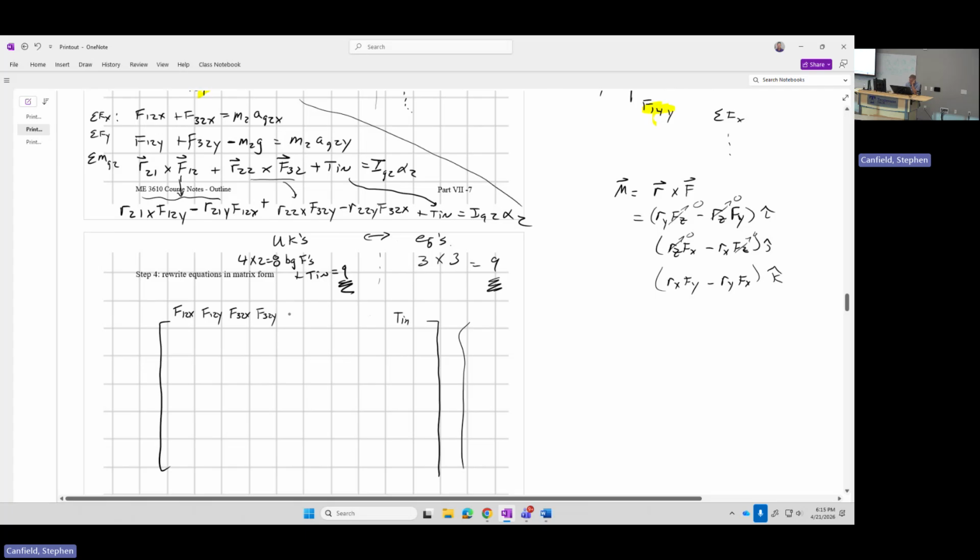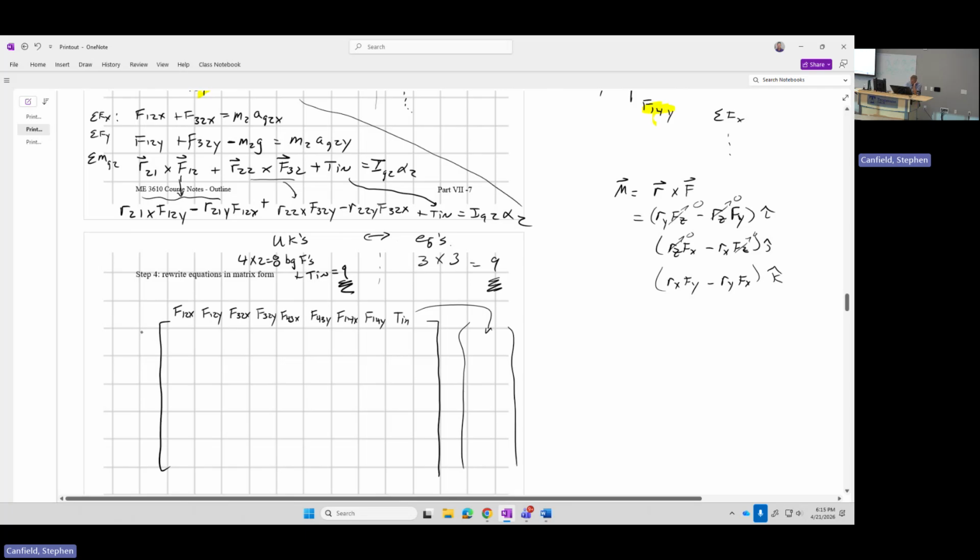Next, I got F, that was 3 on 2. Then I had 4 on 3x, F4 on 3y. And then I'm going to get F1 on 4x, F1 on 4y. So there's 9 columns. I'll list those as my 9 unknowns. And I get 9 equations.